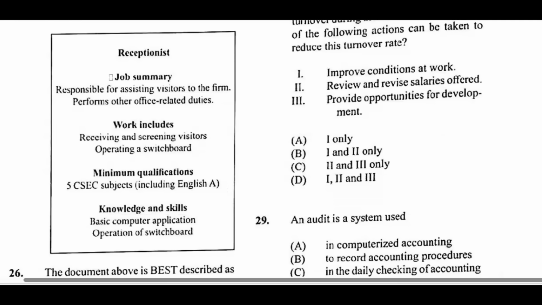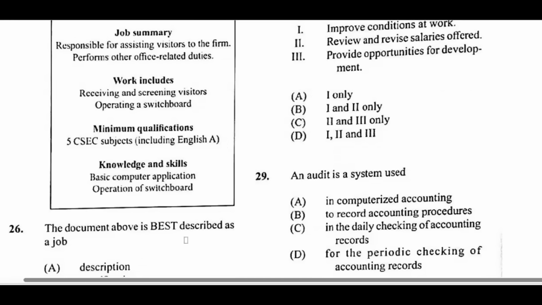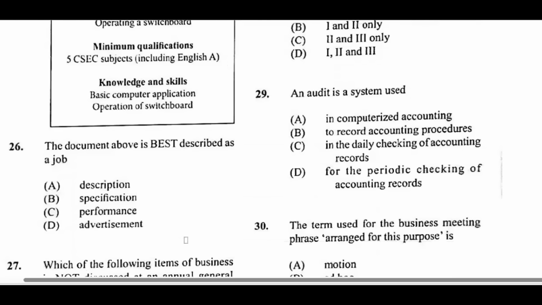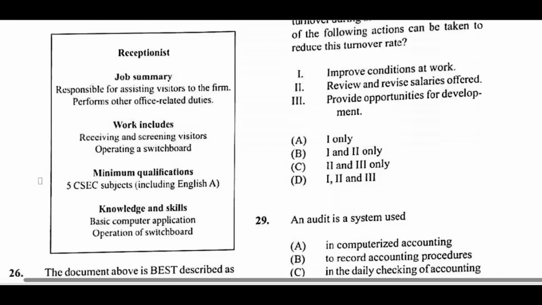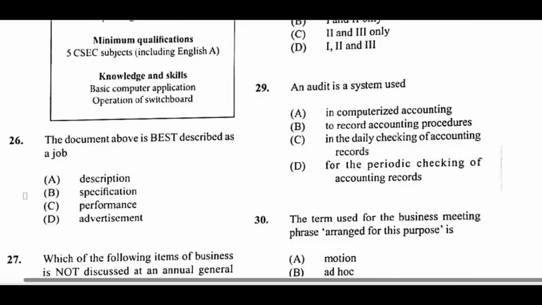Question number 26. The document above is best described as a... that is, minimum qualifications 5 CXC, application for a receptionist, work includes. It is giving you the work duties, the qualification, knowledge. So this looks like a job advertisement. Bingo. Job advertisement.